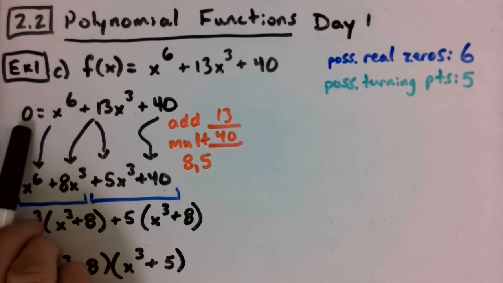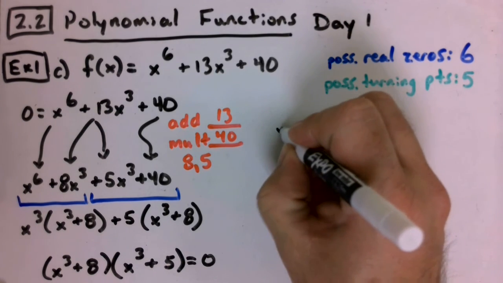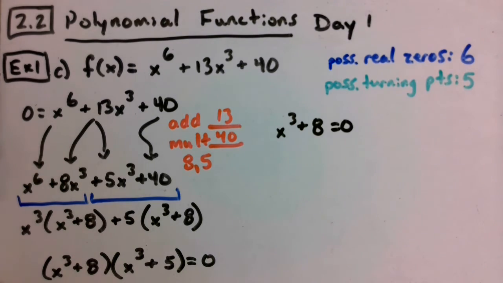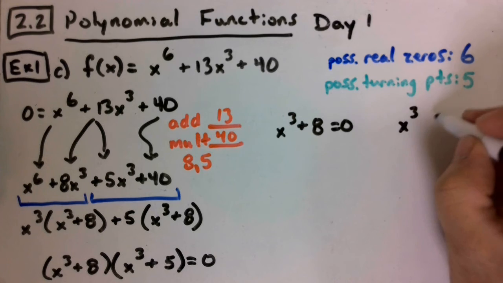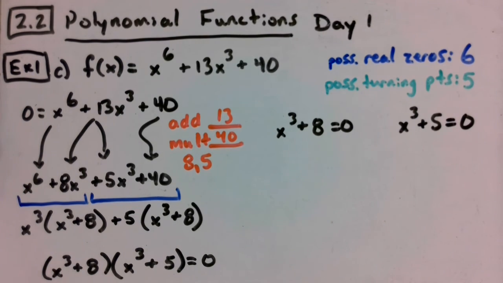Remember that we do have this 0 here, so we are setting that equal to 0 and then solving. I'm going to break this up into our two equations. X cubed plus 8 is equal to 0. That's one of the equations I will need to solve to find some of our real zeros maybe. Might end up with no real zeros there. We don't know. We'll have to find and solve and see.